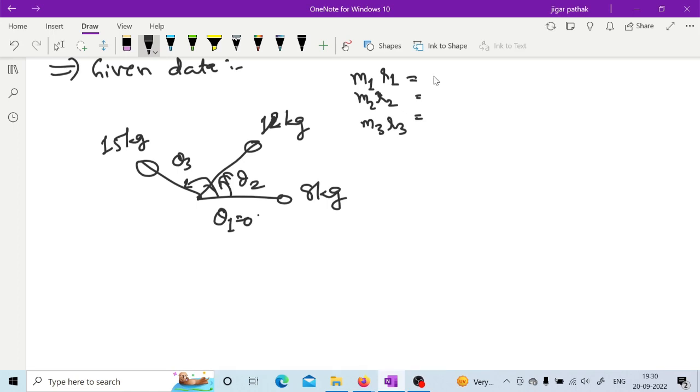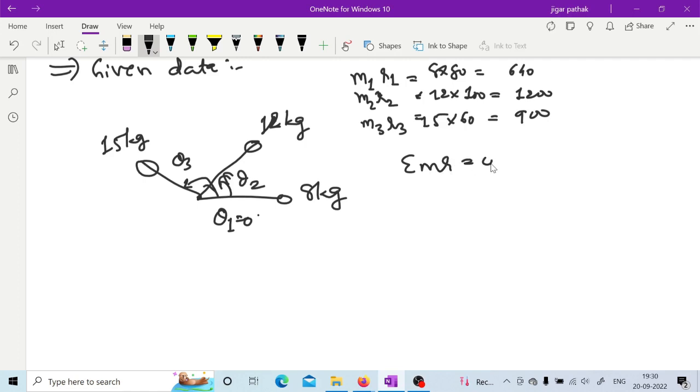So m1 is given as 8, r1 is given as 18, m2 is given as 12, r2 as 100, m3 as 15 and r3 as 16. So you will have this product as 640, then 1200, and here you will have 900. So what we have seen is that sigma mr must be equal to 0 if we go by analytical method.